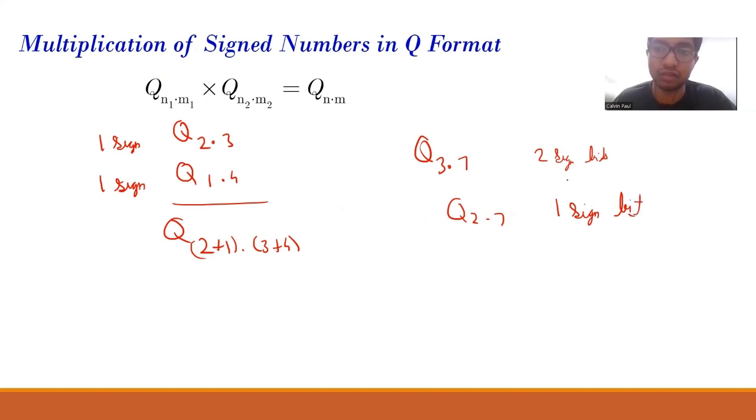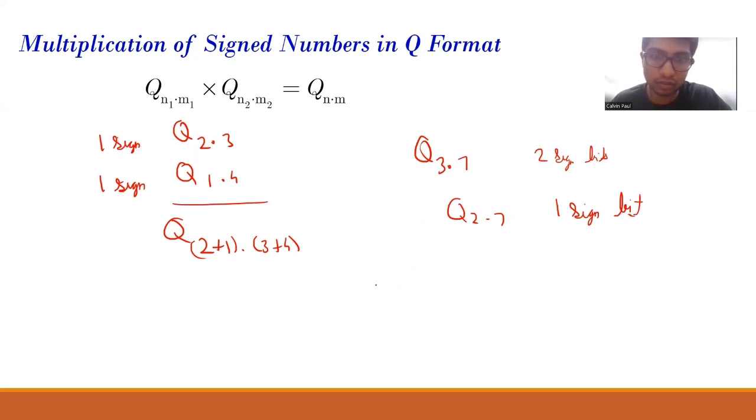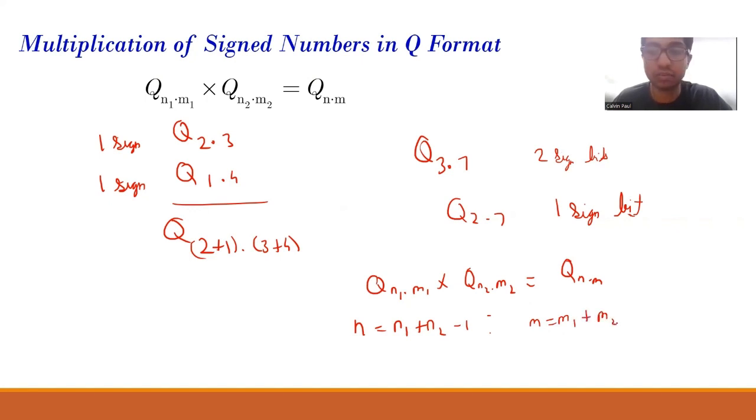Okay. So over here it is told: if I have Qn1.m1 cross Qn2.m2, it will be Qn.m, where n will be n1 plus n2 minus 1, and m will be m1 plus m2.